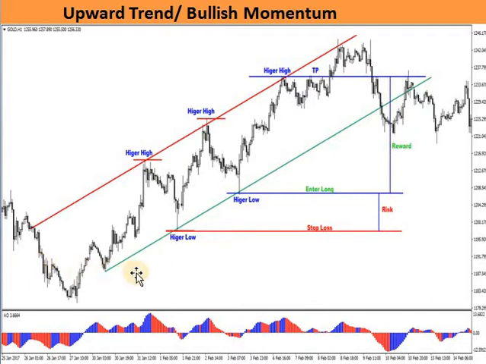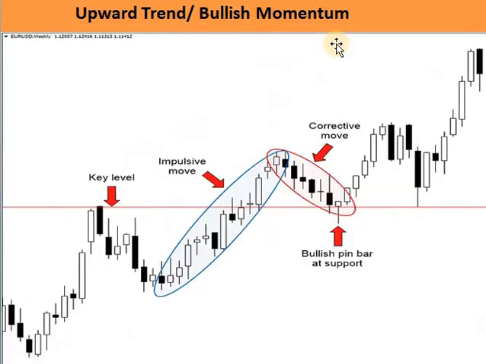Imagine entering a trade somewhere here and riding it all the way to the upside. That's a lot of money for you. We're going to be discussing all that in the subsequent classes. Now let's go to the next slide.